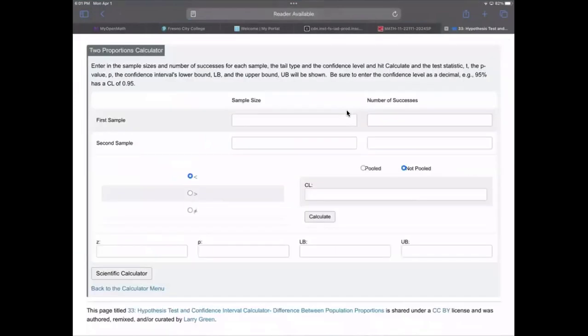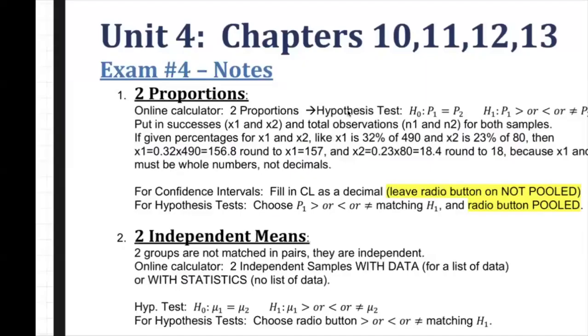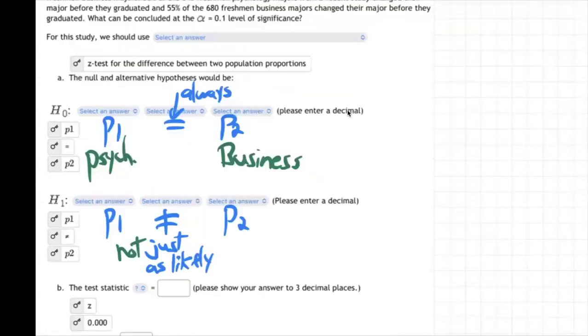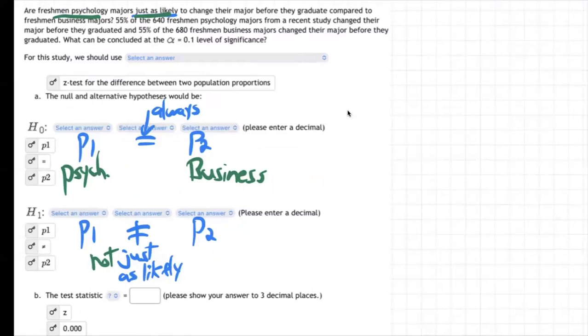Now it wants us to give it, there's what it needs. It needs first sample, second sample, sample size, number of successes. Okay, how do we do all that? Back to it. Oops, wrong way. Here we go. Yeah, so to show you how all that fits in, come up here. So we're going to do the two proportions calculator.